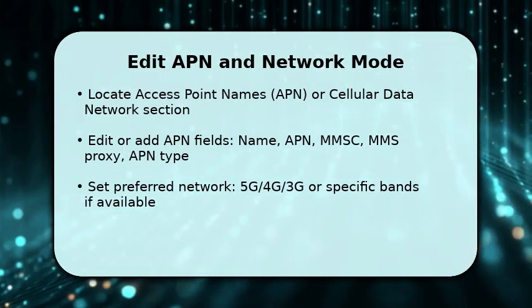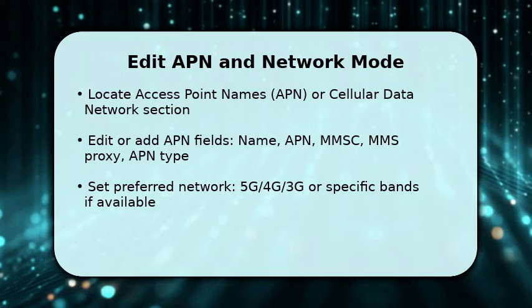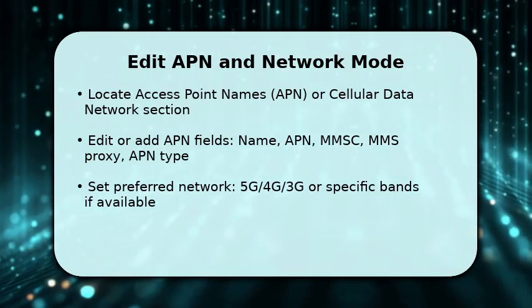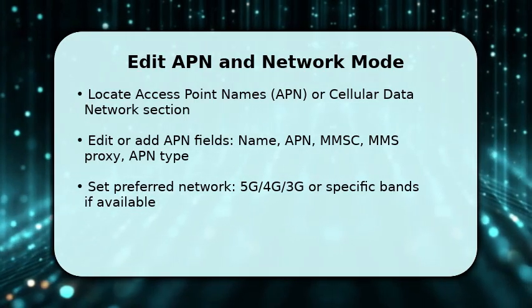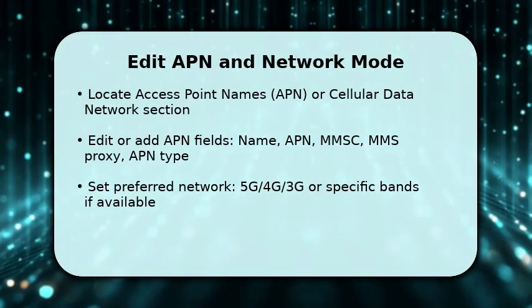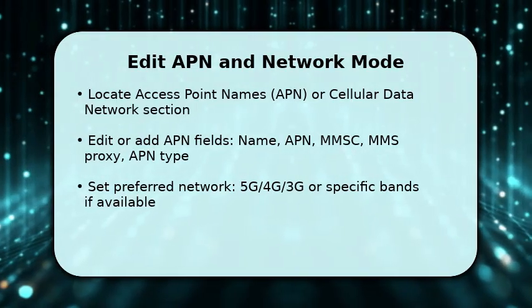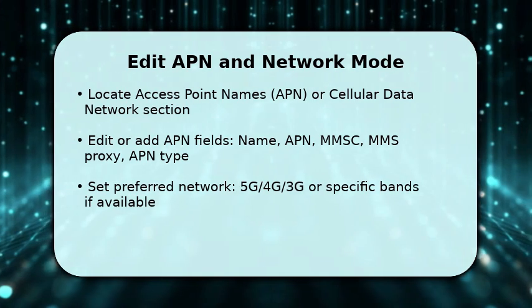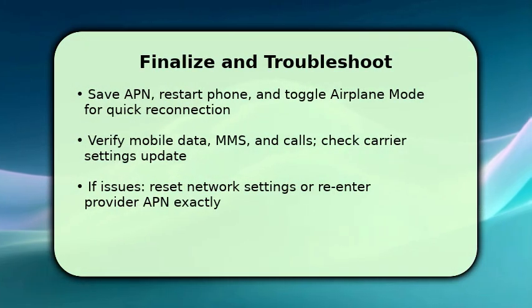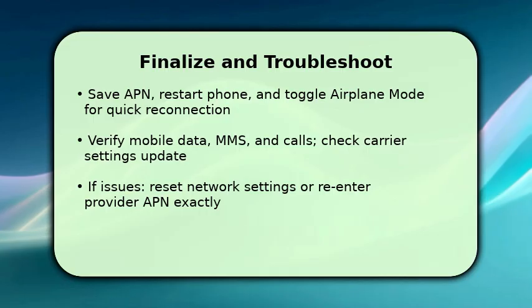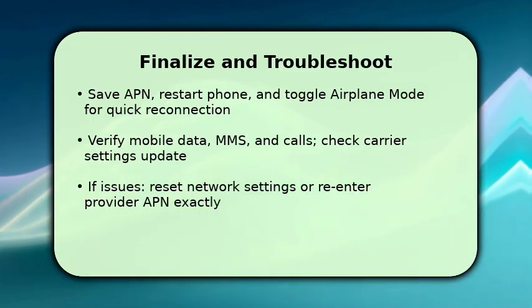Once done, select the preferred network mode. Choose 5G, 4G, or 3G depending on coverage and battery trade-offs, or pick specific bands if your device exposes them. Make sure to save changes before you finish by saving changes and forcing a reconnection. Restart the phone or toggle airplane mode on then off to re-register with the carrier.